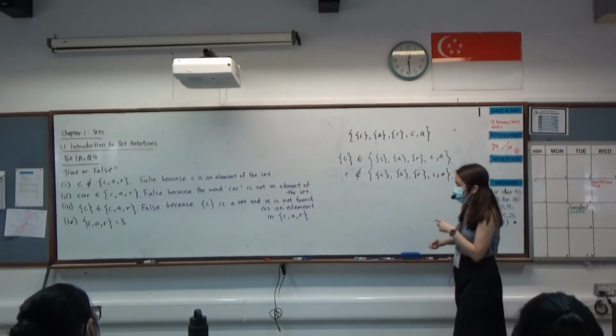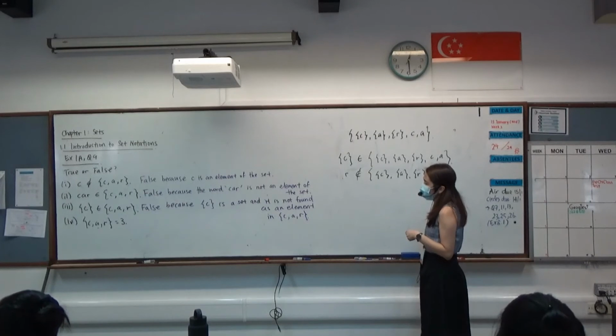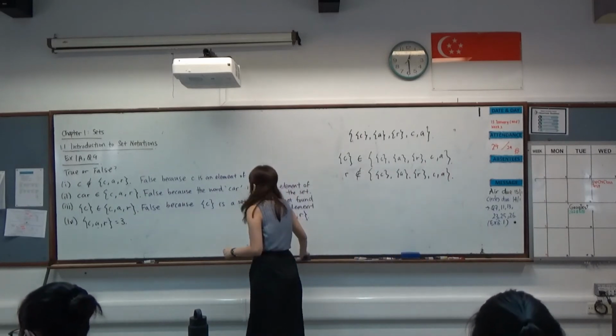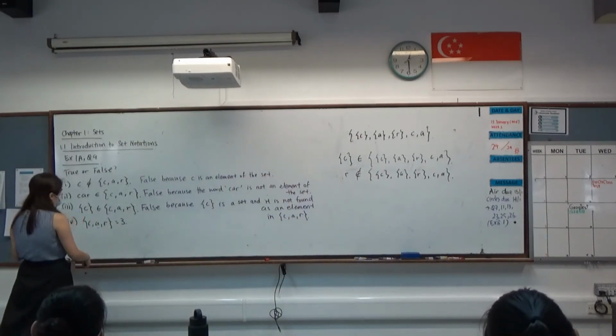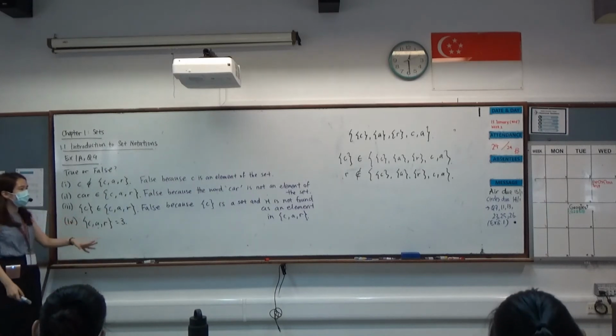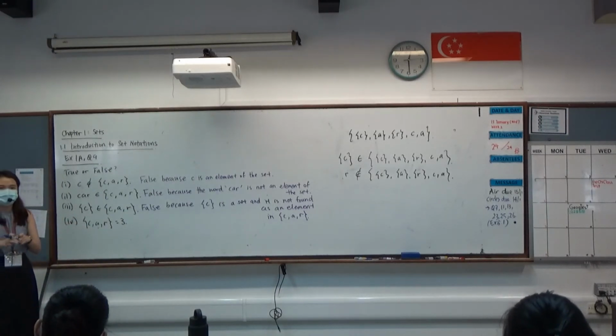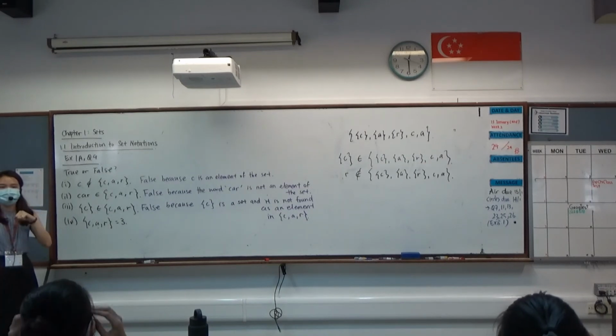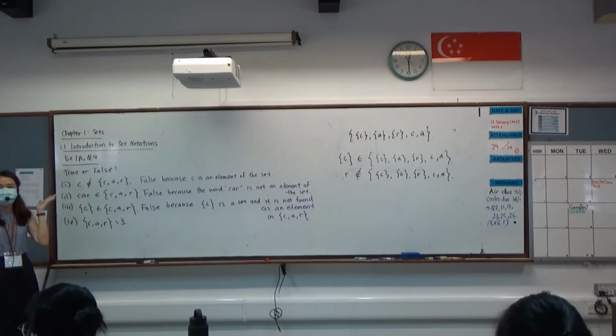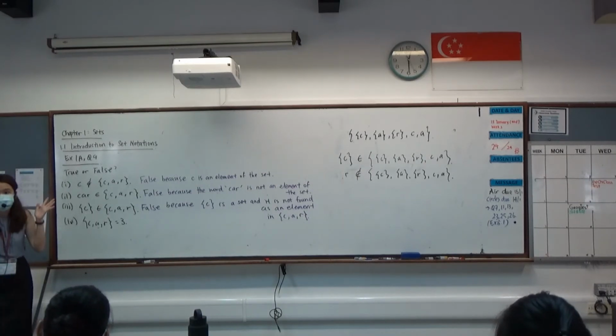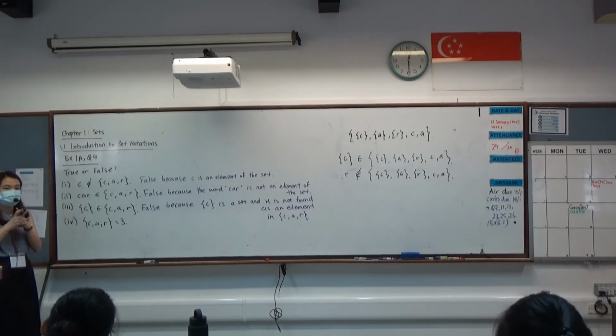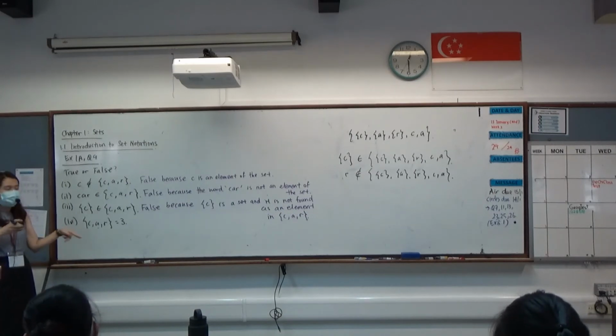So moving on to the last part, part 4, where we have a set CAR and then R equals to 3. Is this statement true or false? Who thinks it's true? Who thinks it's false? Who's unsure? Amanda, what do you think? False? Are you guys saying false? Okay. So Chloe, what do you think? True or false? False? Okay. Yeah, but then why is it false?